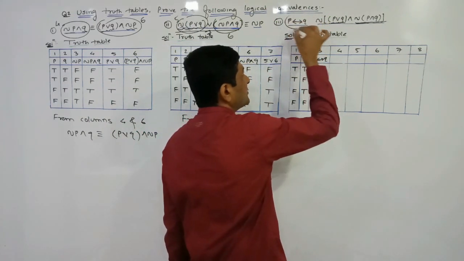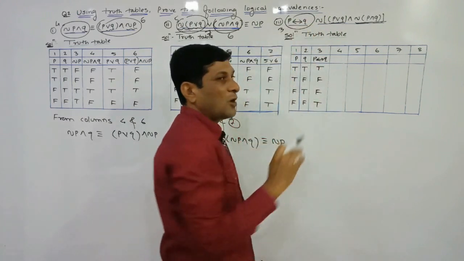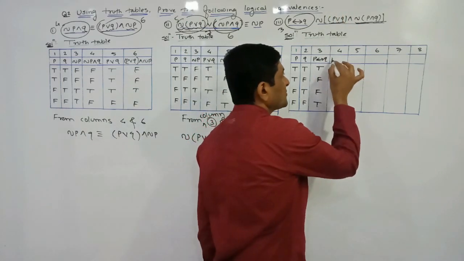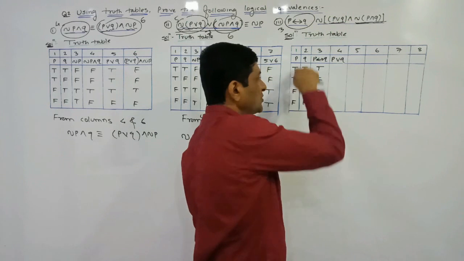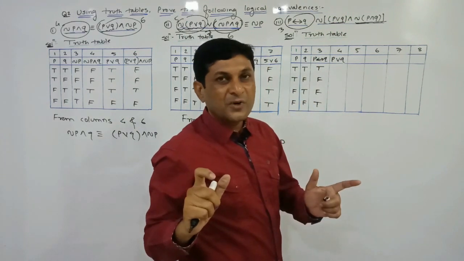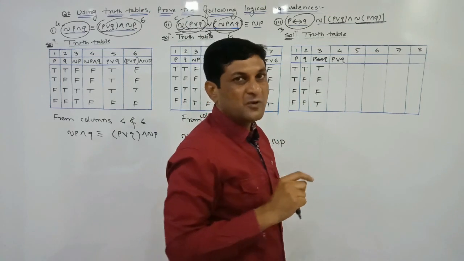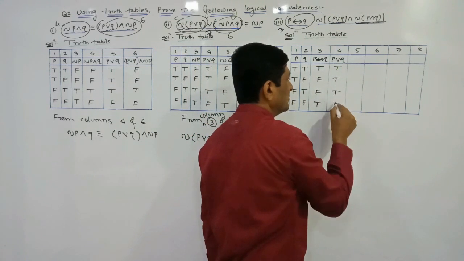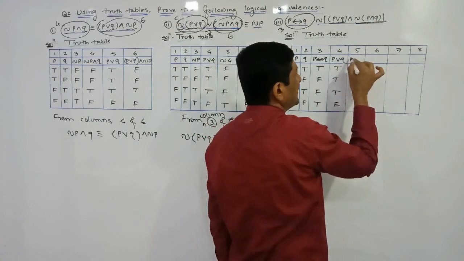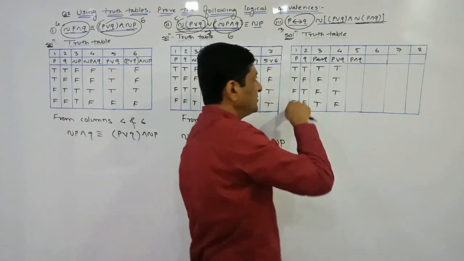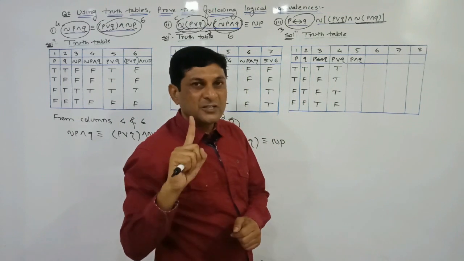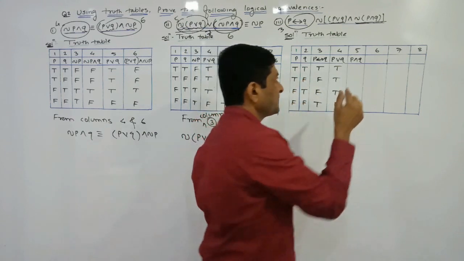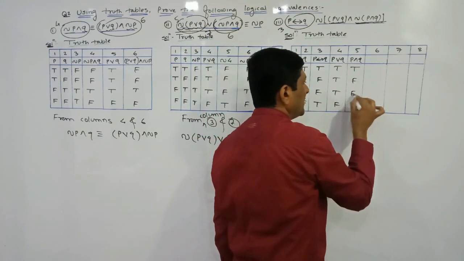Once the truth value of the first part is known to us, this truth value of the first part is in column number 3. Now to find out the truth value of this second part, first we will require the value of P or Q. So find out P or Q. We are connecting these two statements by OR. And in case of OR, what we have seen, if at least one statement is true, the truth value of OR will be true. So true, true, true, and here we will get false. Now find out the truth value of P and Q. We are connecting these two statements by AND. And in case of AND, if at least one statement is false, the result will be false. Here no statement is false. So true, false, false, false.